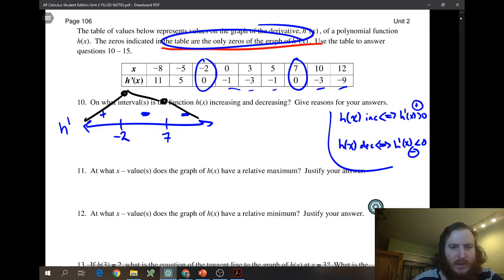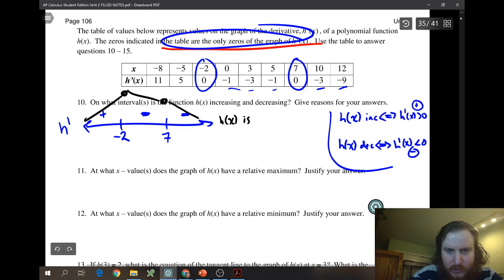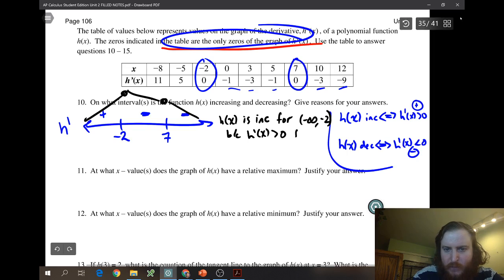So on what intervals is h of x increasing? We'll say h of x is increasing for -infinity to -2 because h prime of x is greater than 0. And I'm going to use 4. I'm going to try to be consistent with that because it's an interval for that interval.